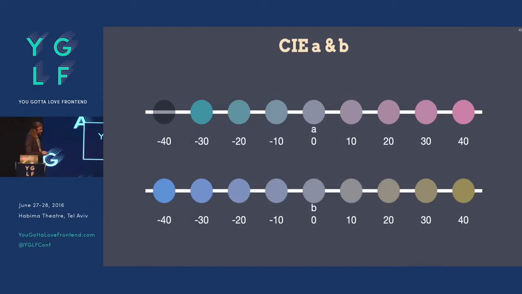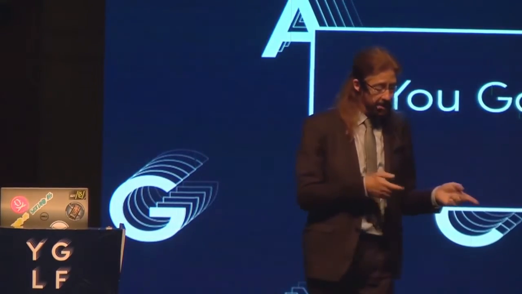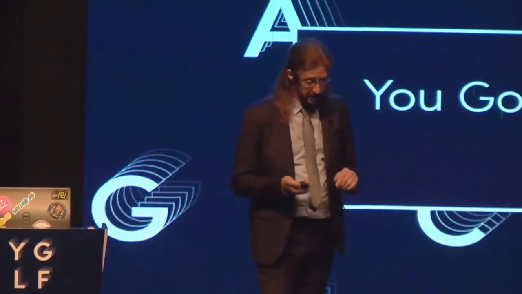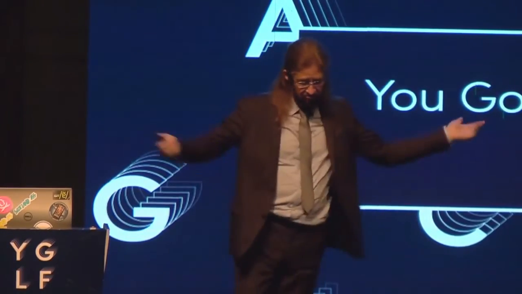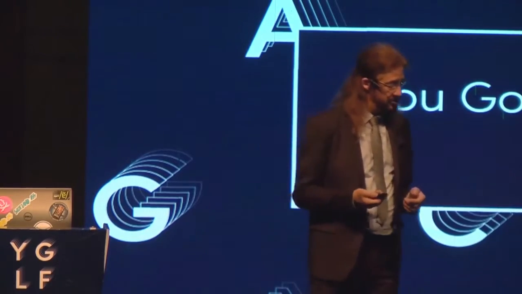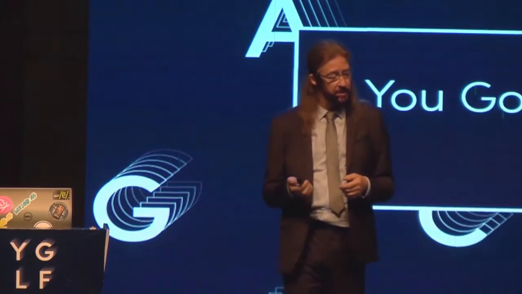Now there are two axes called A and B, which together, so the L axis is all the lightness, brightness information, and A and B are how colorful it is. And each of A and B can be positive or negative. If A is towards the positive end, it's a sort of pinky purpley color. And on the negative end, it's a sort of teal, turquoise.